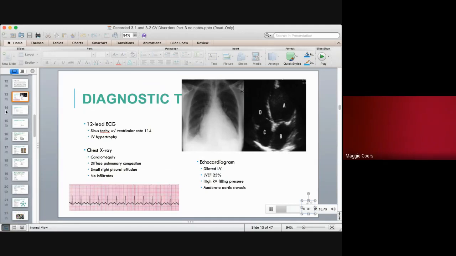All right, there's also diffuse pulmonary congestion in her lungs, kind of these little areas down here. There's a small right pleural effusion, also noted here, kind of in this area. No infiltrates are noted on this chest x-ray.